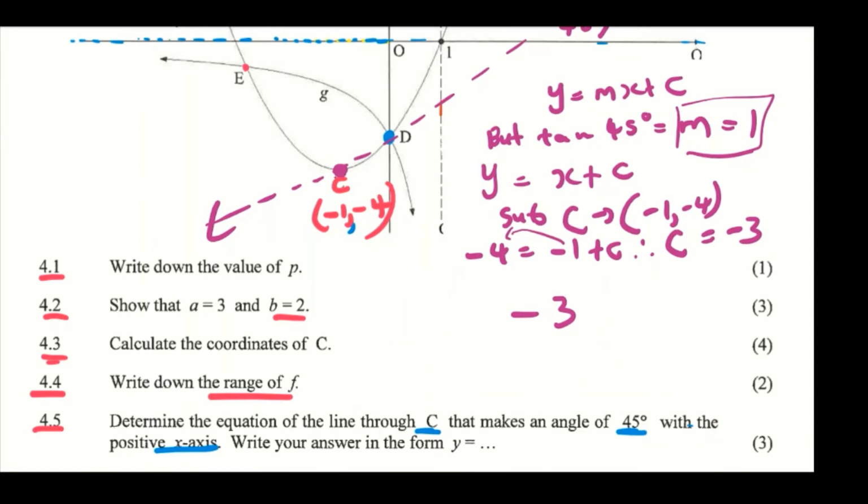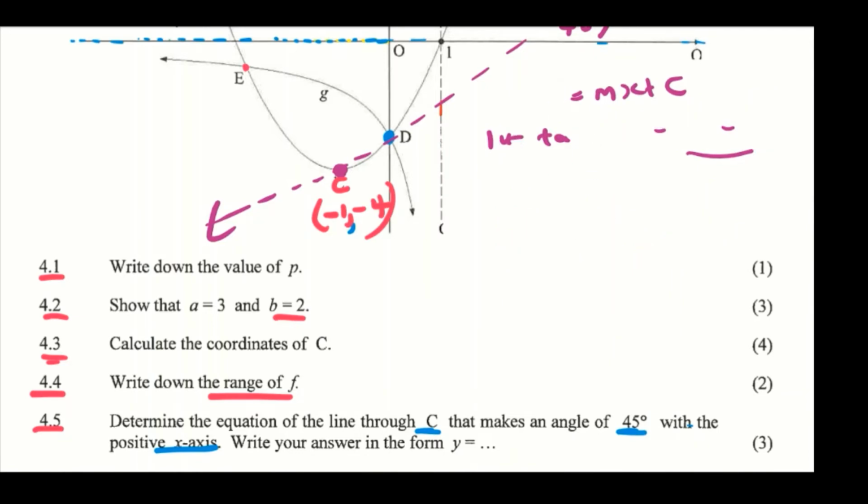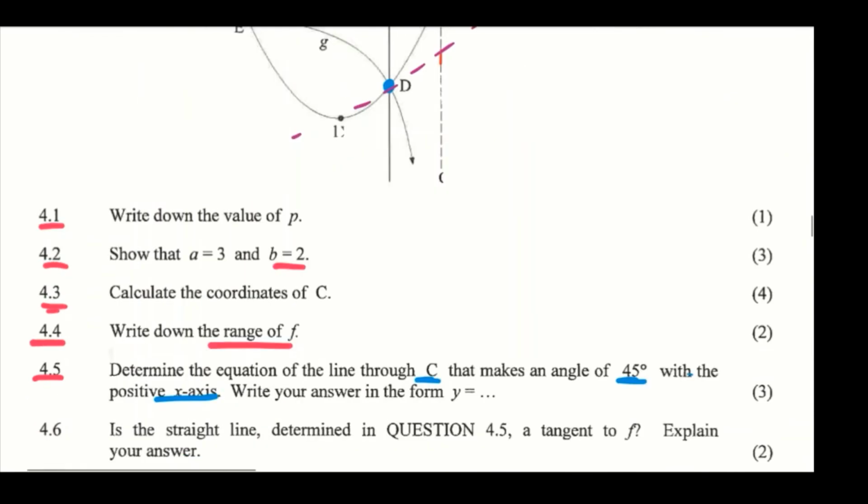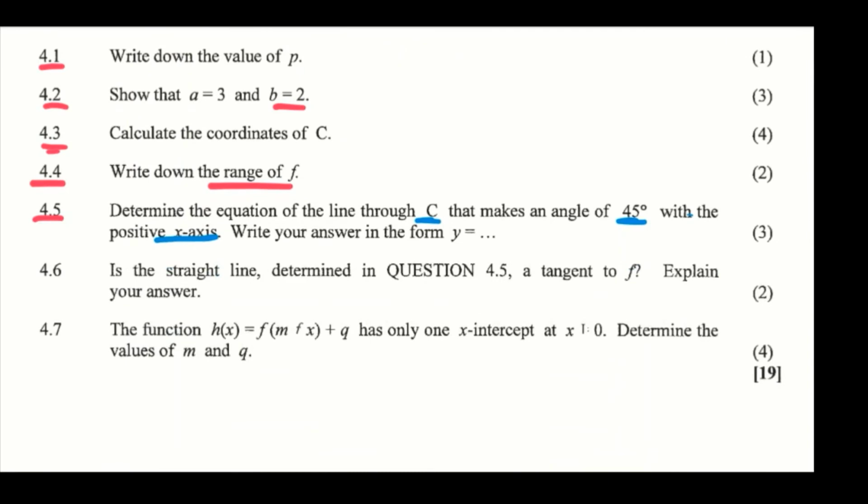And now that we're done with that, what we're going to do now is question 4.6: is the straight line determined in 4.5 a tangent to f? Explain your answer. So 4.6, is it a tangent?